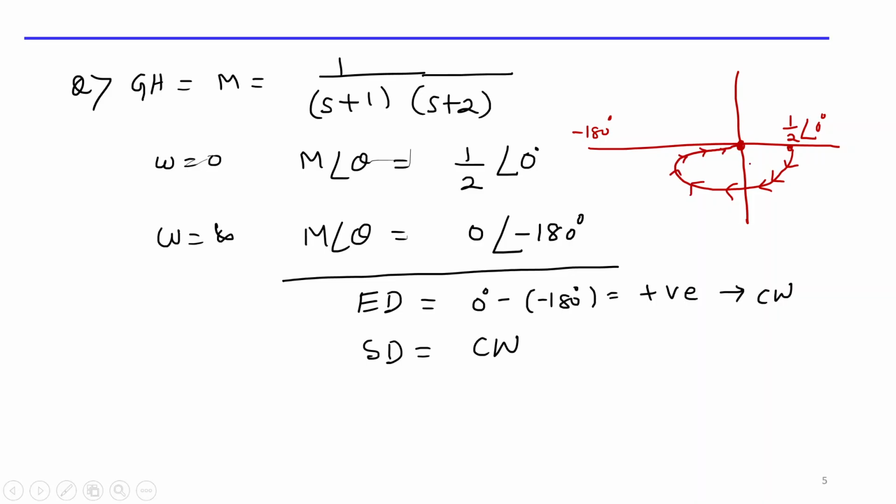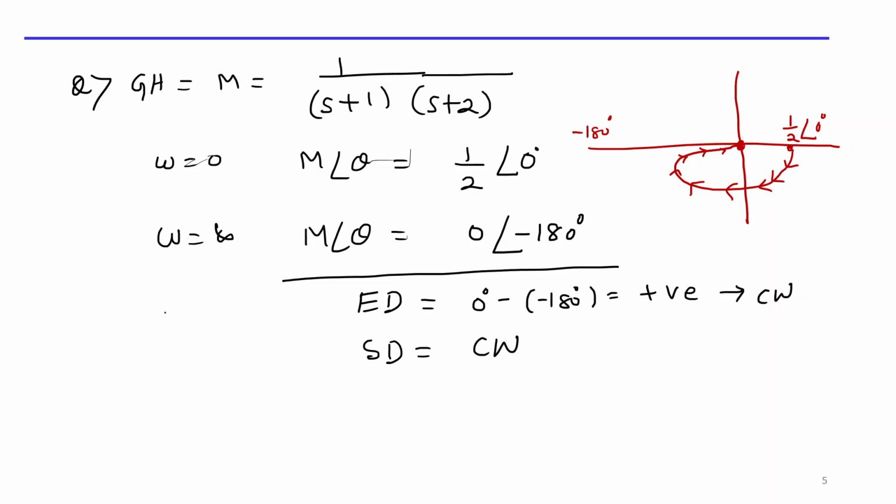Sir, how did we get the starting direction clockwise? Starting direction I told you just now. You have to see whether poles and zeros are there. Here only poles are there. Out of these two poles, poles are nearer to origin, because there are no zeros present. Poles are present means by default it will be clockwise.